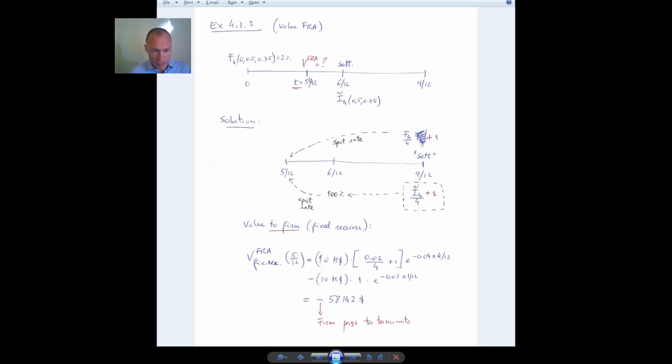Now today we are here, 5 months after the beginning of the contract, and over this period interest rates will have changed in the market. So the contract, which had a value of 0 at the beginning, now will have a value that does not need to be 0, and that's what we want to determine.